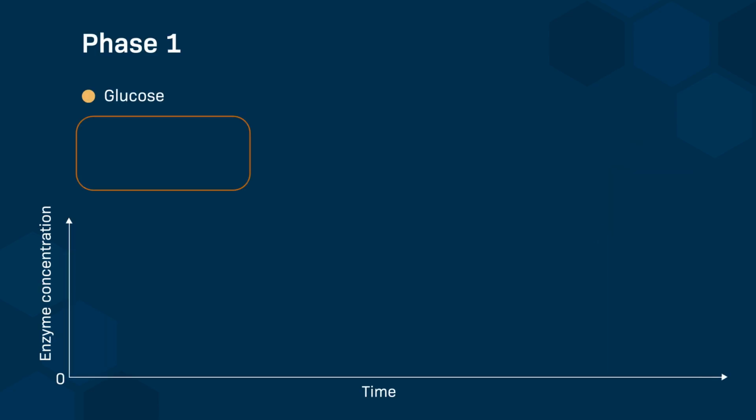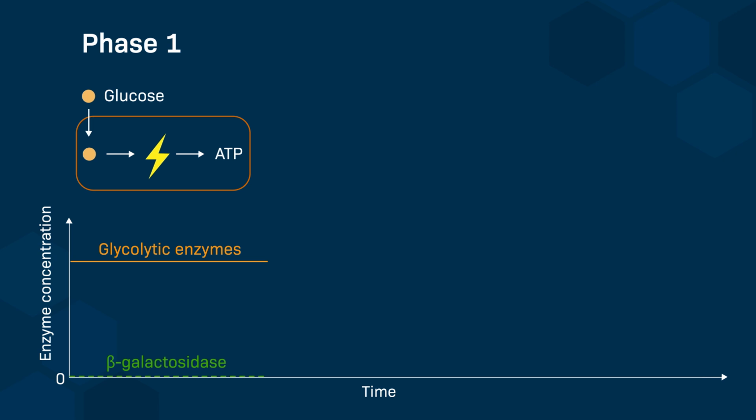We'll start with bacteria in the first phase of growth, where glucose is the only source of carbon available. Glucose in the growth media is taken up by the bacteria and broken down by glycolytic enzymes to produce ATP, the form of energy that bacteria use to survive. During this phase, the concentration of glycolytic enzymes is high and remains constant. However, concentrations of different enzymes that are not directly involved in glycolysis, for example, beta-galactosidase, denoted with the Greek uppercase letter, cannot be detected inside the bacteria.